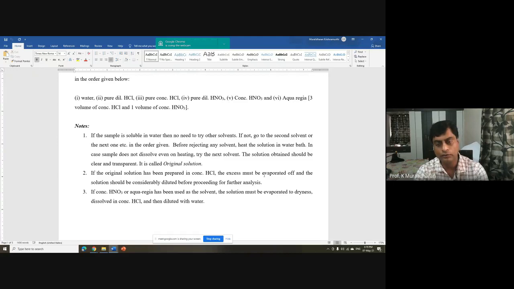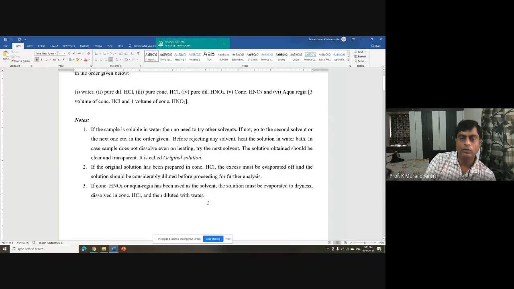If it is dissolved in nitric acid or aqua regia, the solution will be evaporated to dryness, dissolved in concentrated HCl and then diluted with water. Heat slowly in the Bunsen burner with the compound in the test tube and evaporate off all the solution. So you get some dry compound. After that, you add concentrated HCl and then water slowly, and you will get a clear solution.